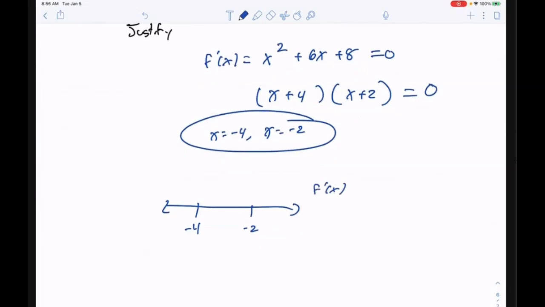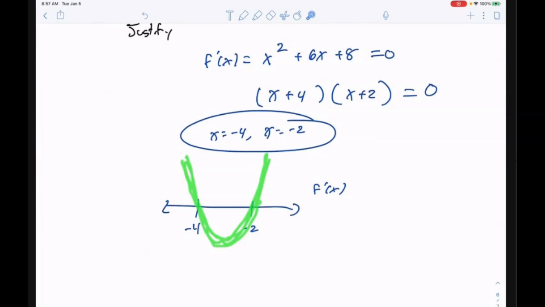All right. Now remember, there's 3 intervals now in this problem, and each interval is either entirely positive or entirely negative. Now, if you feel comfortable, you should know what x squared plus 6x plus 8 kind of looks like, right? It's a parabola that opens up. So basically, the derivative looks like this.